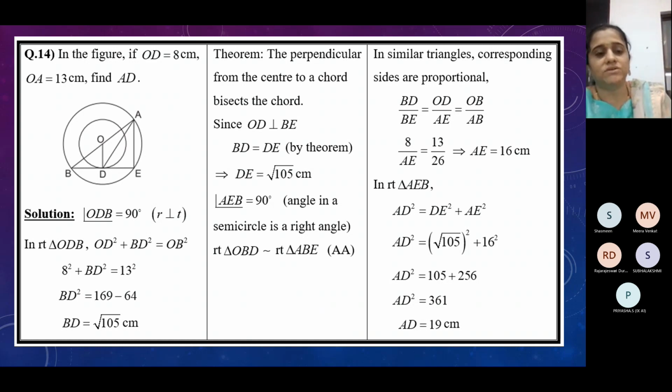Whenever you see a diameter, the angle in a semicircle is a right angle. Radius and tangent make 90 degrees.